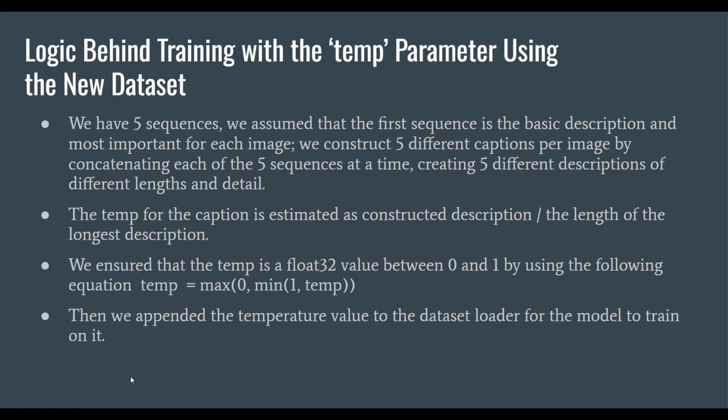Based on this description, we also generate an estimated temp value, which is calculated as the length of the generated description divided by the length of the longest description of the 5. We also ensure that the temp is a float value between 0 and 1. Then we append the temp value to the data loader so that it is provided with each training iteration and inputted through the decoder.